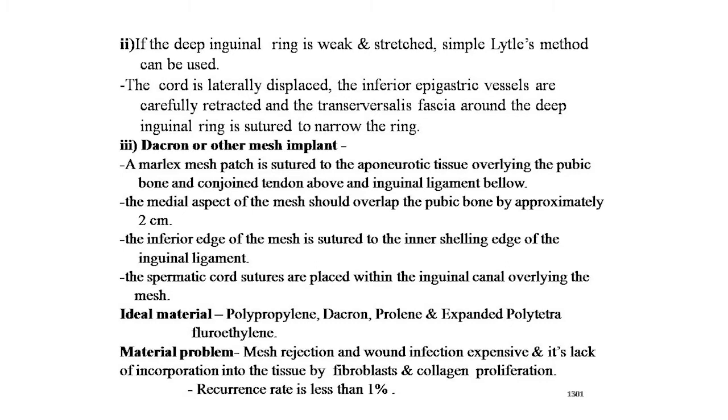A Marlex mesh patch is sutured to the aponeurotic tissue overlying the pubic bone and conjoint tendon above, and the inguinal ligament below. The medial aspect of the mesh should overlap the pubic bone by approximately 2 cm. The inferior edge of the mesh is sutured to the inner shelving edge of the inguinal ligament. The spermatic cord sutures are placed within the inguinal canal overlying the mesh.